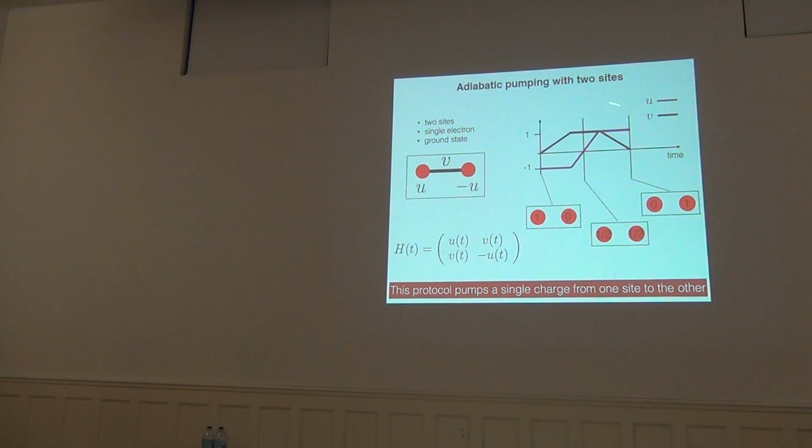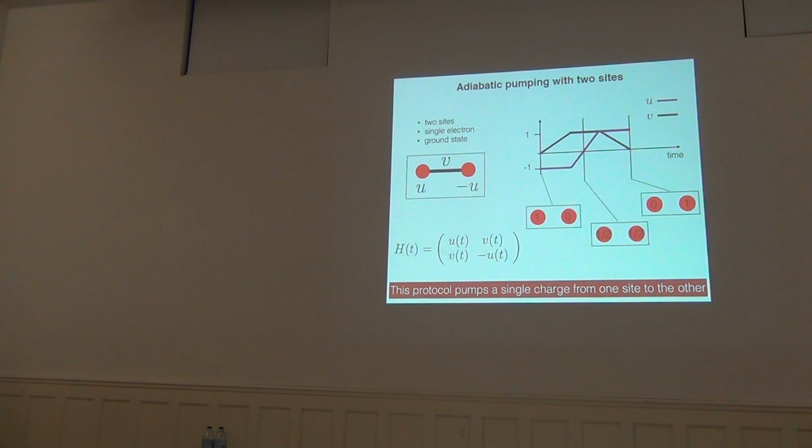So this procedure is a very simple one. It's just illustrating what I do with my control parameters, on-site energy and hopping, in order to pump adiabatically, because I'm always in the ground state, one electron from the left side to the right side. And this intermediate situation, which is plotted here, is just a situation when the two on-site energies are the same. U is 0 here, and they are close to each other because V is large. That's why I have this 1/2. So this protocol pumps a single charge from one side to the other.